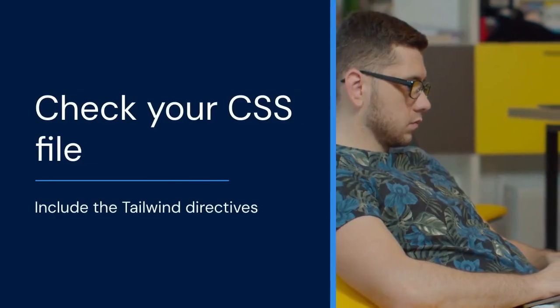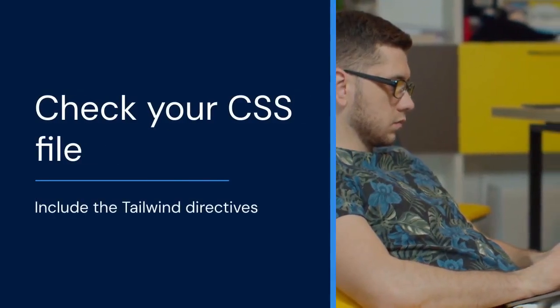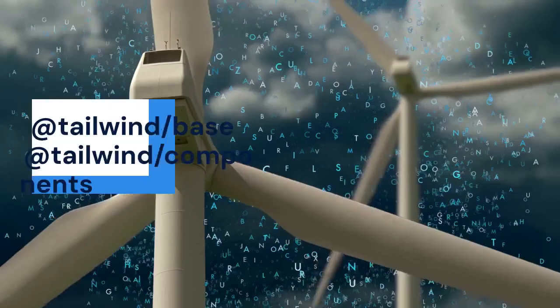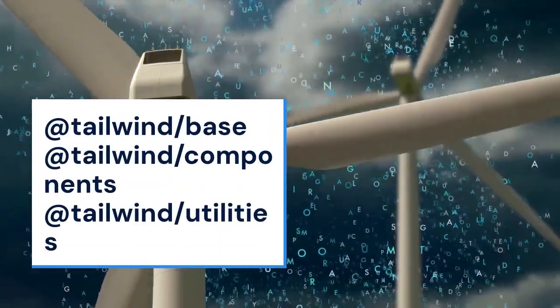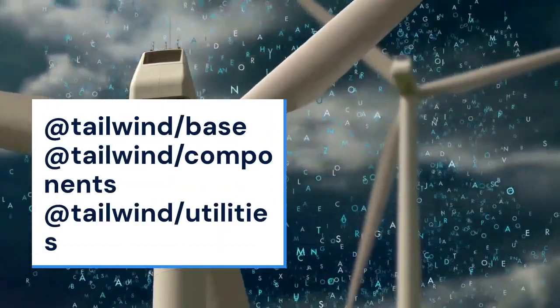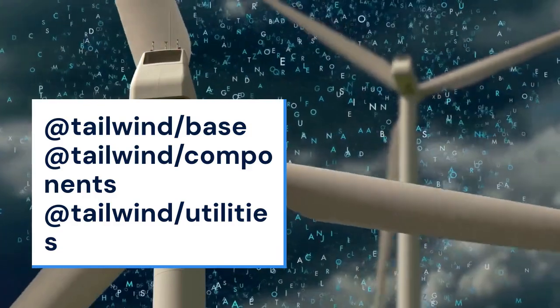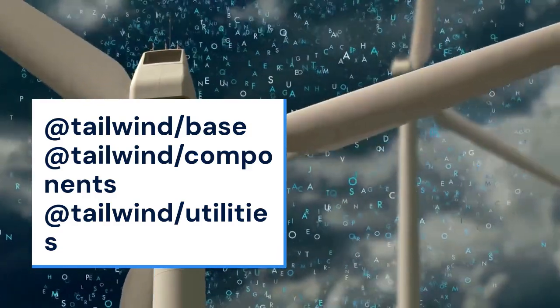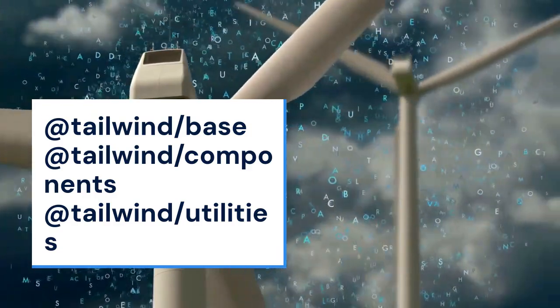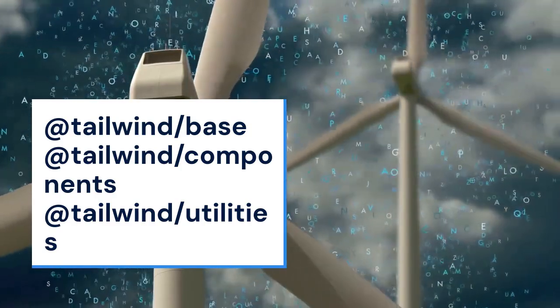Next, check your CSS file. You need to include the Tailwind directives. These are @tailwind base, @tailwind components, and @tailwind utilities. These directives import Tailwind styles. If you are missing any of them, Tailwind won't work correctly. They should be at the very top of your main CSS file.